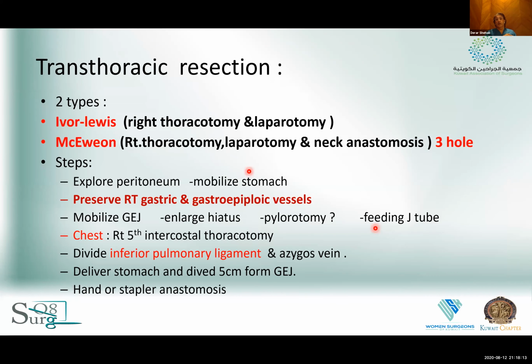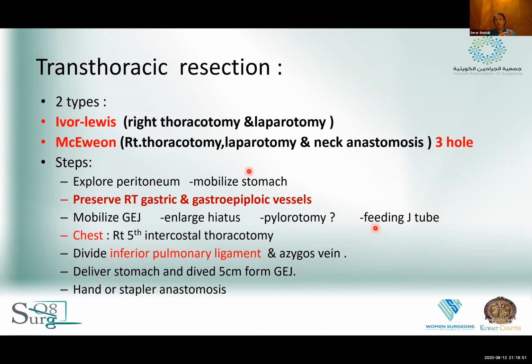So what are the types of esophagectomy we have? We have two main approaches, either transthoracic or transhiatal. The transthoracic is subdivided into two types of procedure. We have Ivor-Lewis, which is a two-hole technique, right thoracotomy and laparotomy or laparoscopy. And we have McKeown. McKeown is a three-hole technique, in which there will be a right thoracotomy, laparotomy, and neck anastomosis.